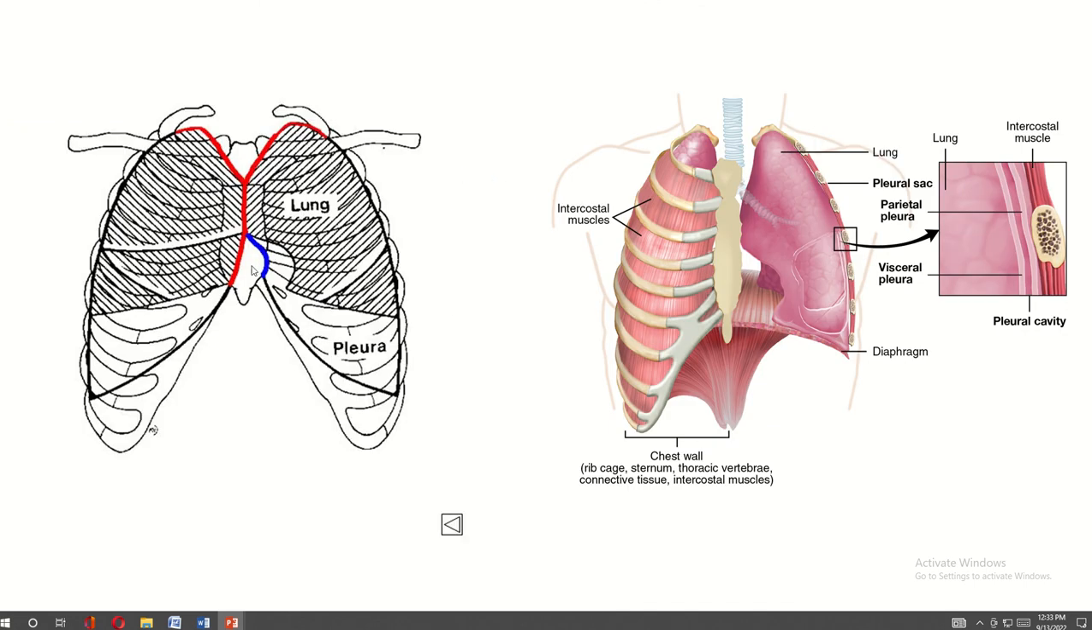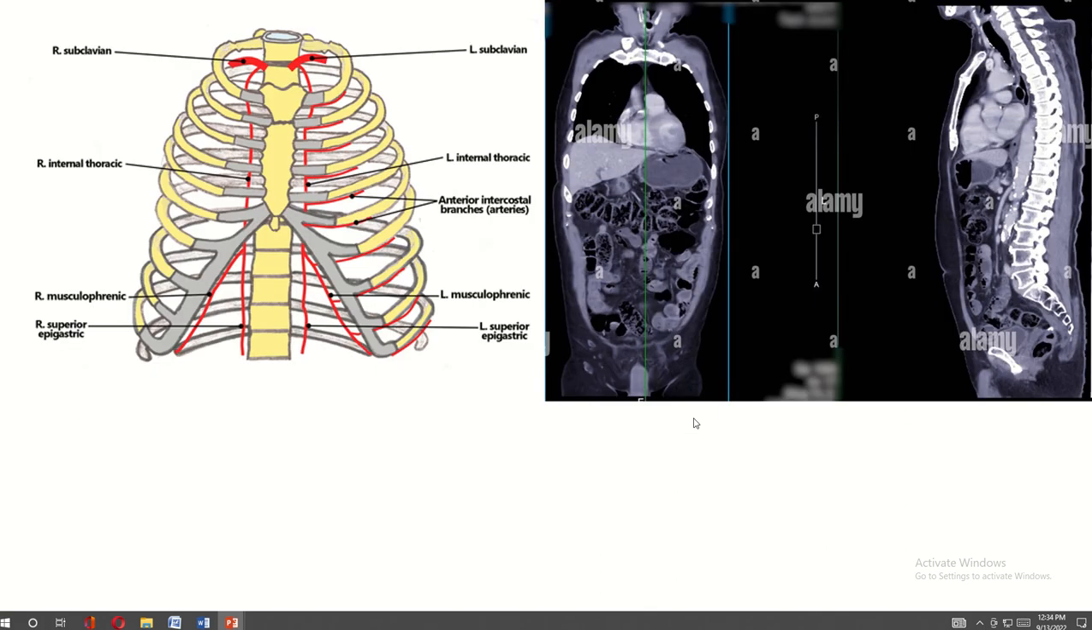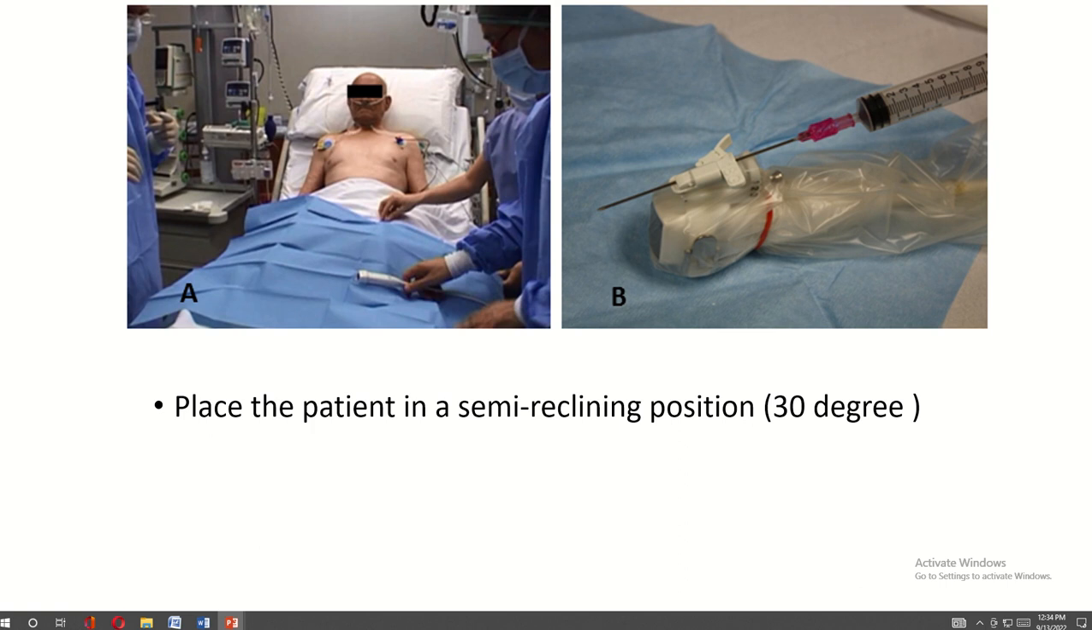So this is the relationship of the sternum and pleural sac, and this is one of the sites of pericardiocentesis, and another site of pericardiocentesis. The position of the patient is semi-reclining, 30 degrees from the ground. So due to gravity, the aspiration of the fluid is easier.